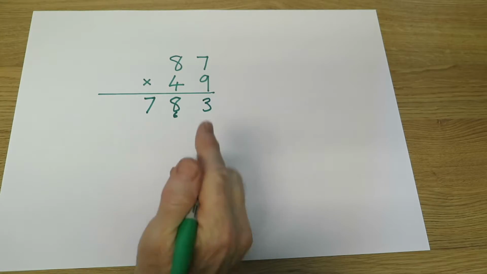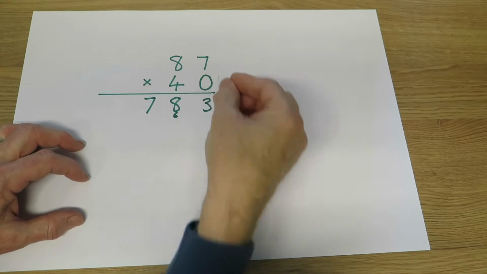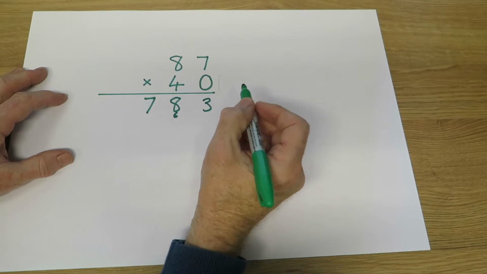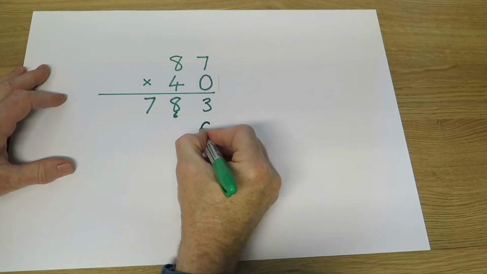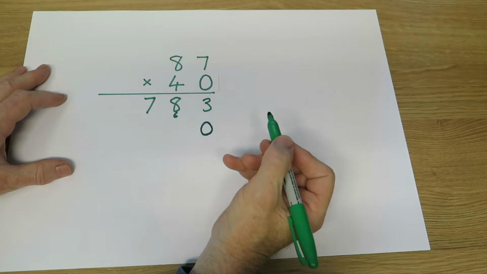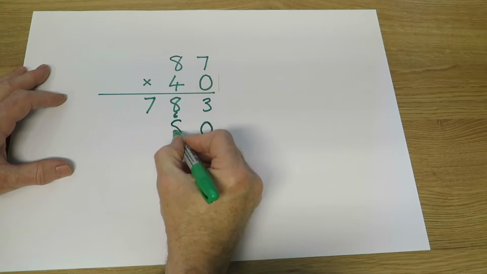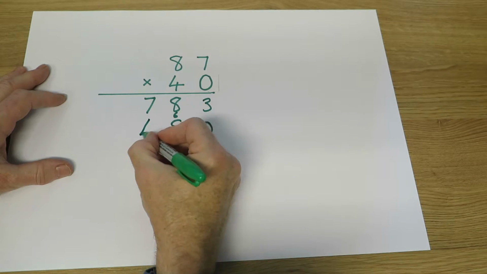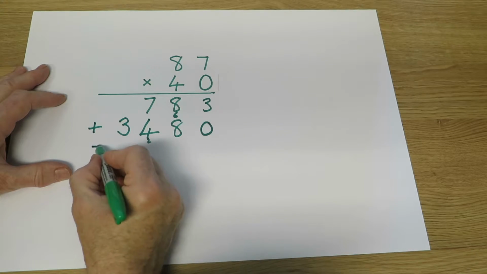But now we need to still multiply by the 4 tens. So this time we can cover the 9 and replace it with a 0. So 87 times 40. When we multiply by the tens, we put a 0 in the units. A very important thing to remember. Again, starting there, 7 times 4 is 28. 8 times 4 is 32. Add 2 makes 34. And then we have to remember to add the two answers together.